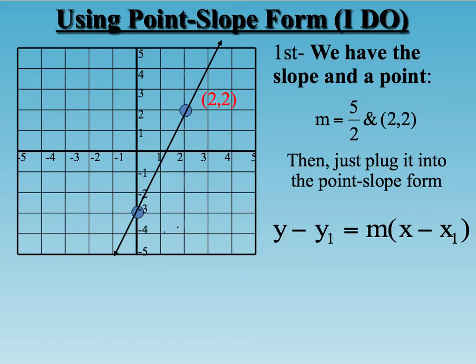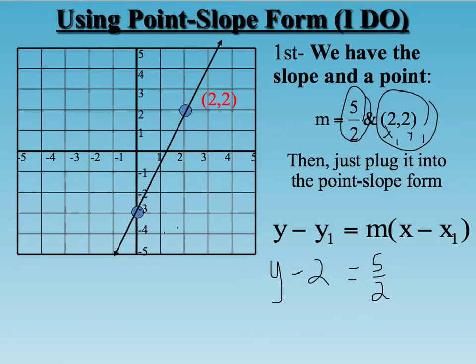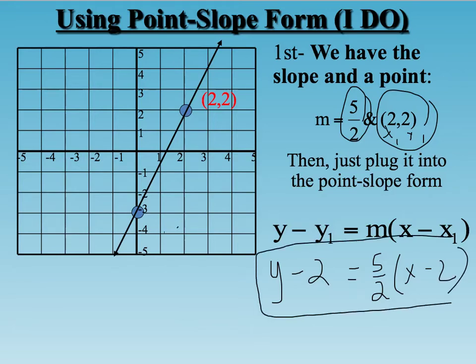If we look at this first equation, we have the slope and we have a point. The slope is 5 over 2, so in for m, I'm going to put 5 over 2. And (x1, y1) is this point right here. So I simply fill in y minus 2, because that's y1, and x minus x1 is 2. So right here, I have it in point slope form.